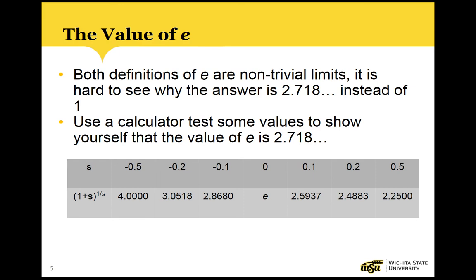Here I have plugged in some values to get us started. I'm using the definition of the limit as s approaches 0, and we have 1 plus s to the 1 over s power. If we plug in negative 1/2, we see that we get 4. At negative 0.2, the number gets close to 3. At negative 0.1, we're getting fairly close to that 2.7 value. If we come from the other direction, starting at 1/2, we see we get 2.2500. Plugging in 0.2, we get a little bit closer, increasing towards the value 2.718.